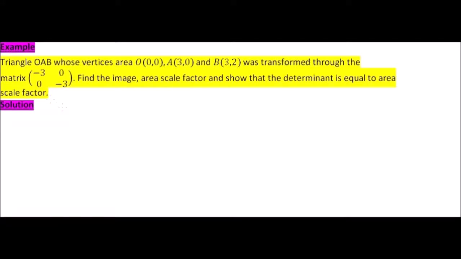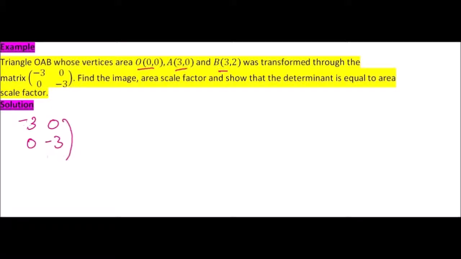So we have an example here whereby we are told that triangle OAB, whose vertices are O(0, 0), A(3, 0), and B(3, 2), was transformed through the matrix minus 3 0 0 minus 3. Find the image, the area of the image, and the area scale factor, and show that the determinant is equal to the area scale factor.